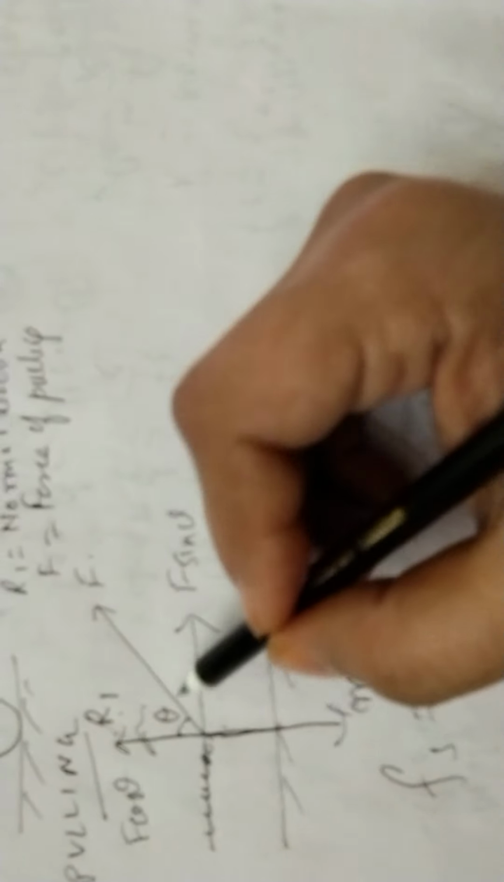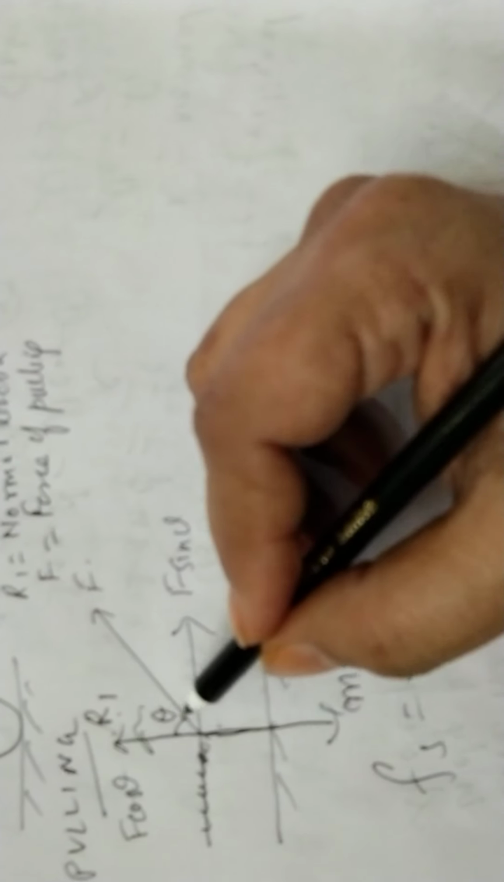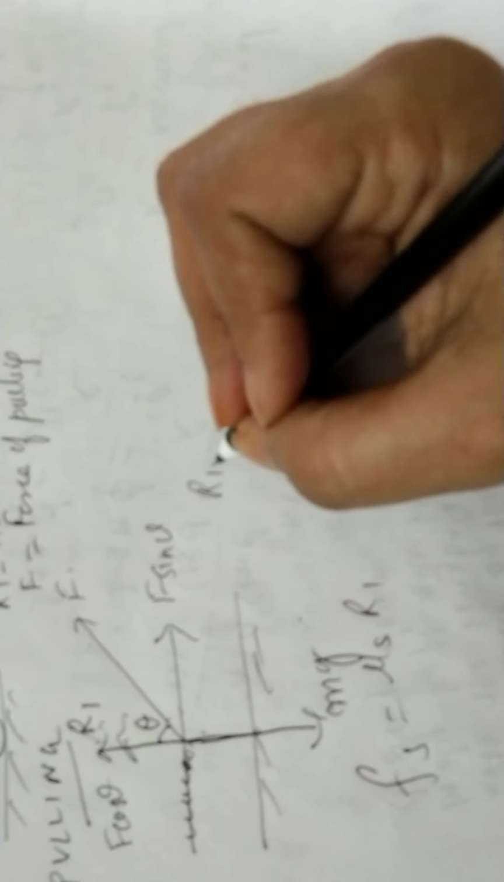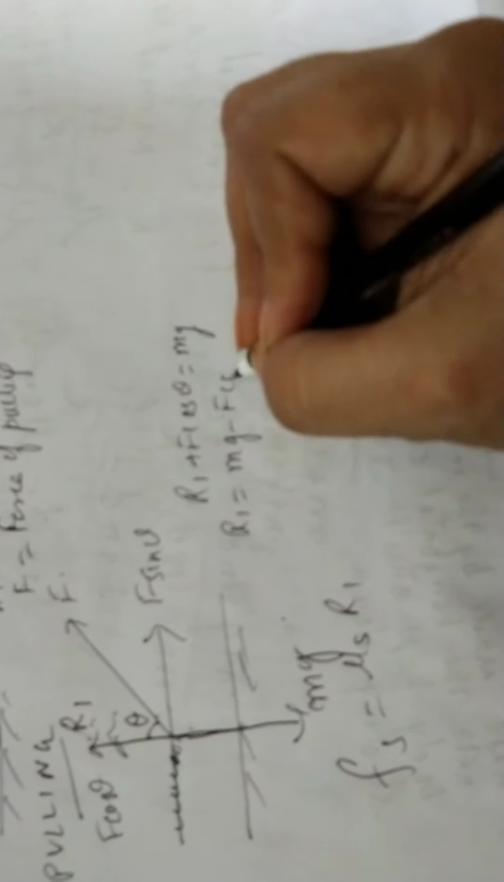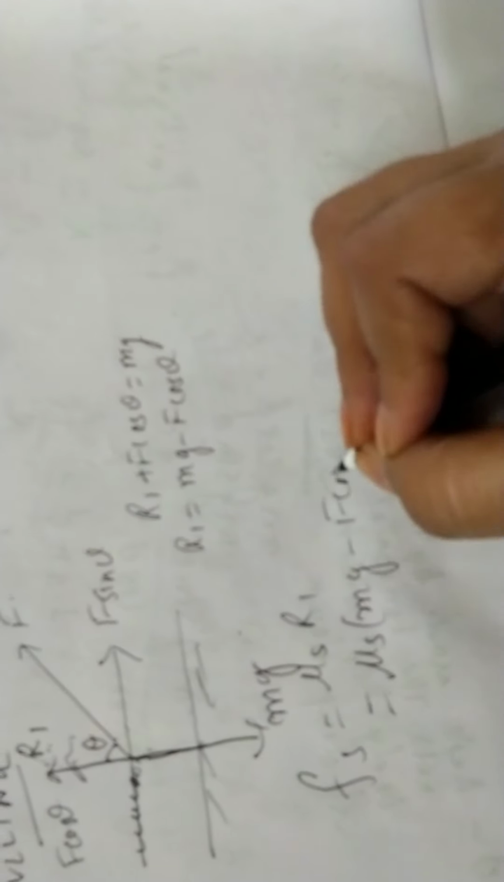Now how do we get R1? In the general case, these two are in the upward direction, so R1 plus F cos theta is equal to mg. So R1 is equal to mg minus F cos theta, isn't it? Let us substitute here: friction is mu s times (mg minus F cos theta). This is the case when we are pulling. But now let us see the case when we are pushing.